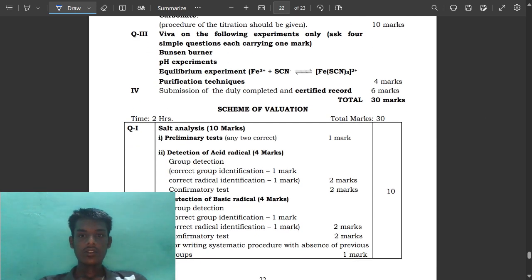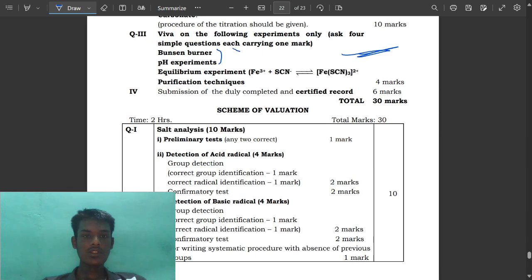Next is Viva questions, very important. They ask questions from the Bunsen burner and pH experiment. Based on this topic, they could ask Viva questions.